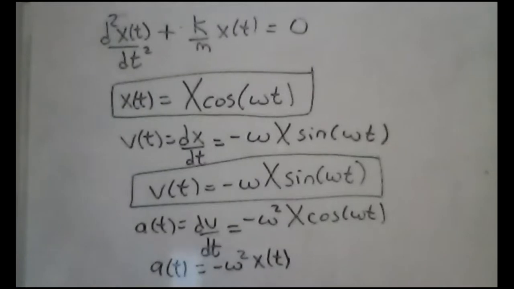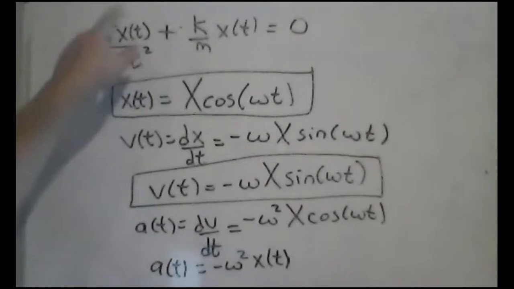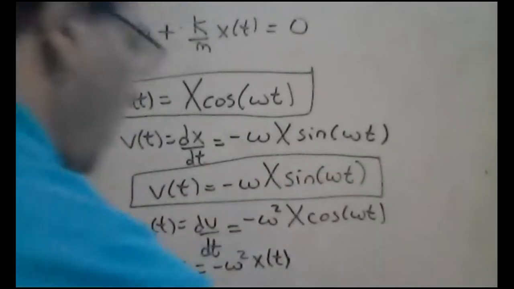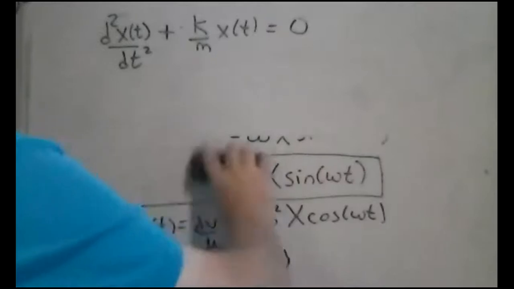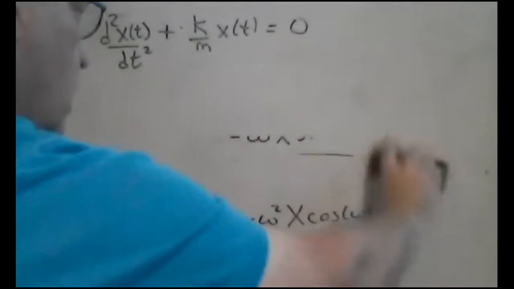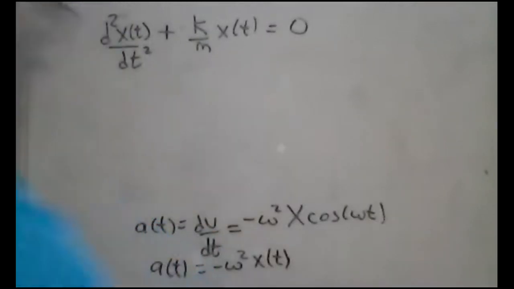But the question is, does this work? A of t is negative omega squared times cap X cosine omega t. Well, let's put that all together now. We know this, let's plug it in and see if it works. Again, someone tells you something, you've got to prove it. So put it in here.